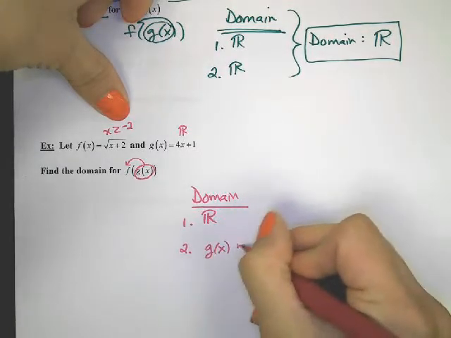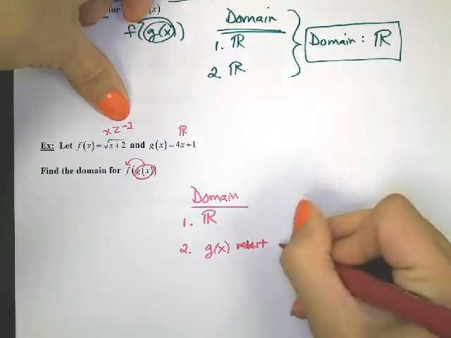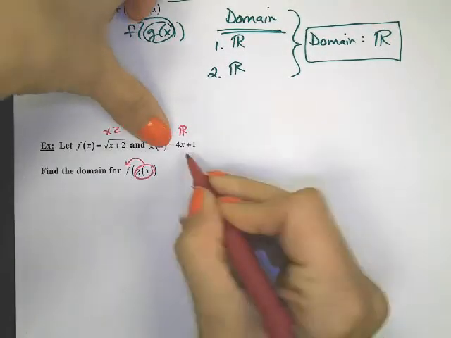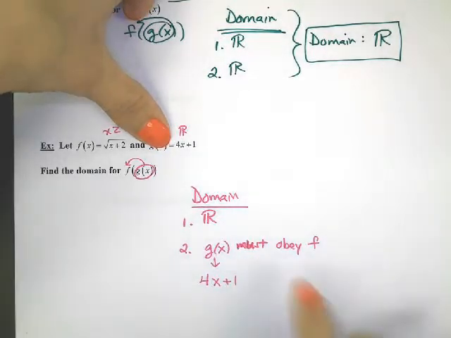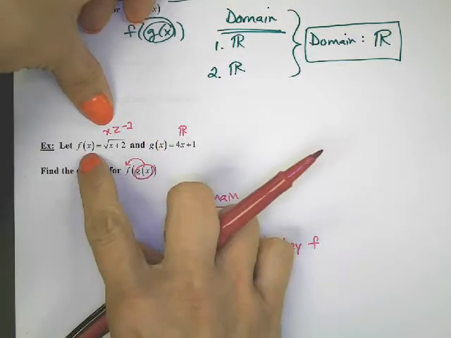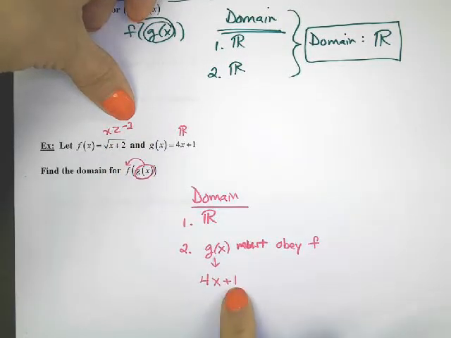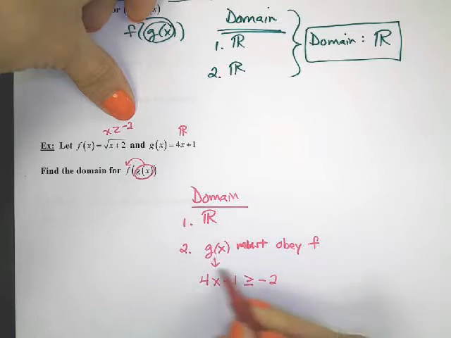G of x must obey F. So what is the G of x function? Well, he's right there. G of x is 4x plus 1. And what does F say? We want to make sure that we obey him. F says more than or equal to -2. So this equation right here has to be more than or equal to -2. Here's G of x, and here's F saying what he will allow.